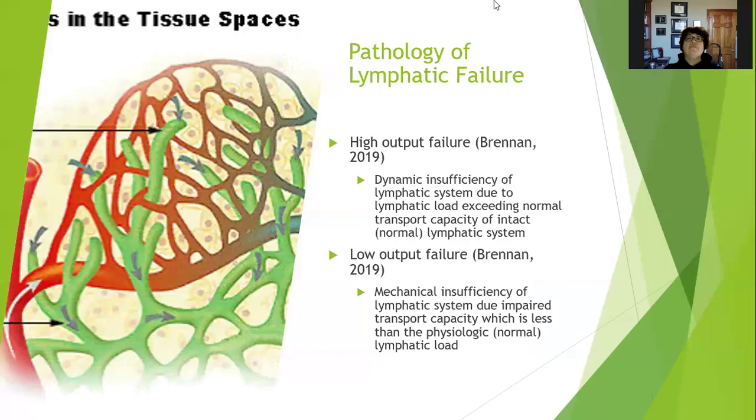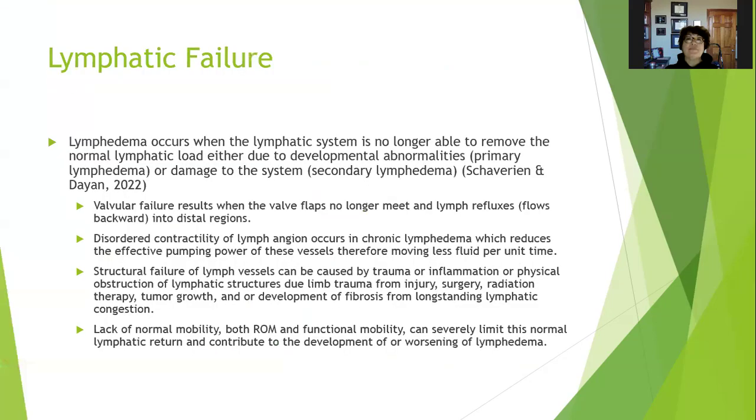So the pathology of lymphatic failure, you have a couple different kinds of failure. You have high output failure, where it's a dynamic insufficiency of the lymphatic system due to the lymphatic load exceeding normal transport capacity of an intact or normal lymphatic system. Low output failure is a mechanical insufficiency of the lymphatic system due to impaired transport capacity, which is less than the physiological normal lymphatic load. So suffice it to say, I don't expect you to know the difference between these really, but suffice it to say that there are different ways your lymphatic system can fail.